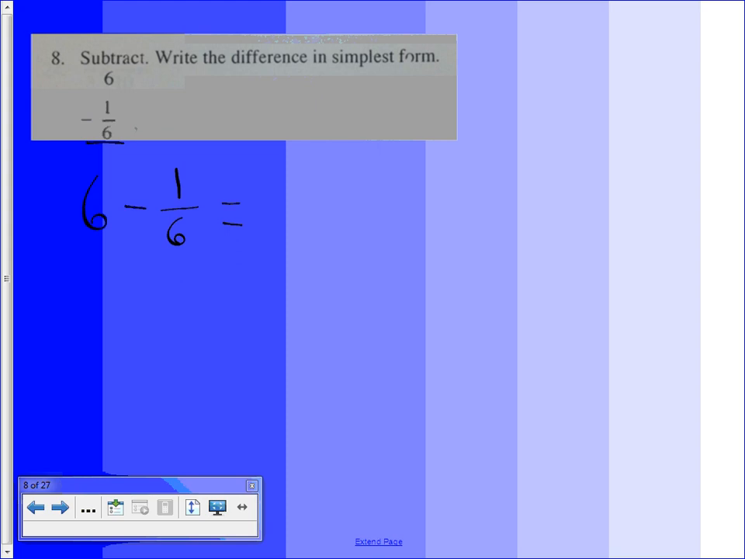Remember this strategy we worked with. We cross off the 6 and make a big 5. And put 6 over 6, because 6 over 6 equals 1. 1 plus 5 is 6. So we have it written like this. We subtract. Look how much more simple this looks. Now we can go 5 minus 0 is 5. 6 minus 1 is 5.